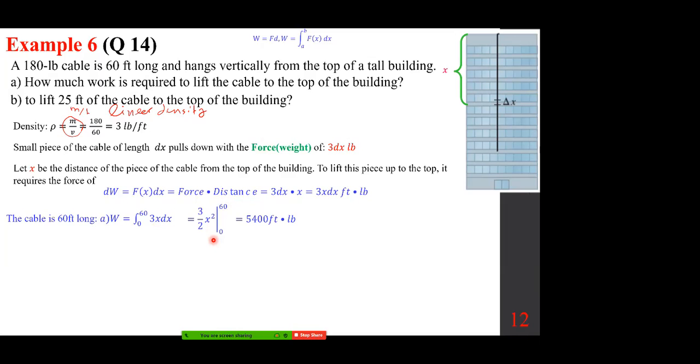Now, the second part says, what about if we want to lift only 25 feet? I'm going to quickly approach it from the easy point of view, and then I'll give you the second one in a moment. And that is, if you cut this into two pieces, think about it as you want 25 feet up. So let's say you have this top piece. So what do we have? 25 feet, class. So this is 25 feet.